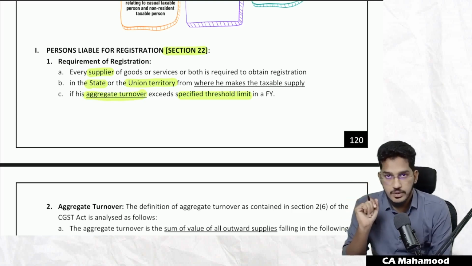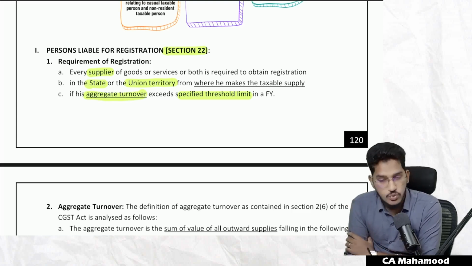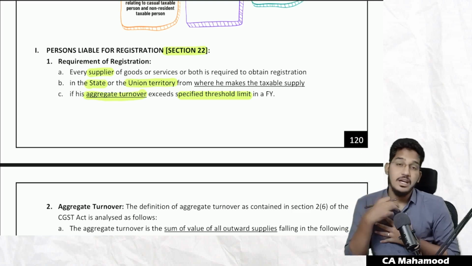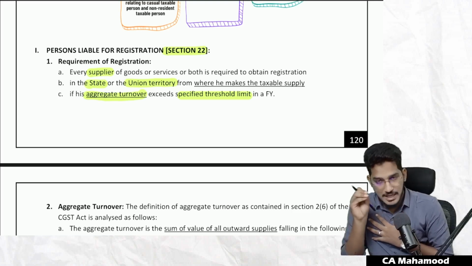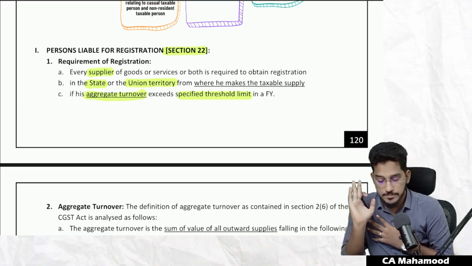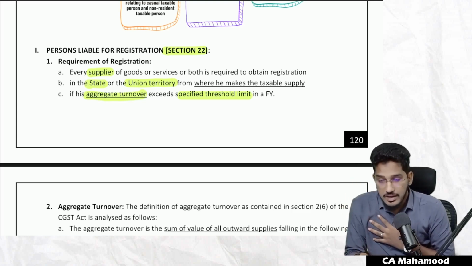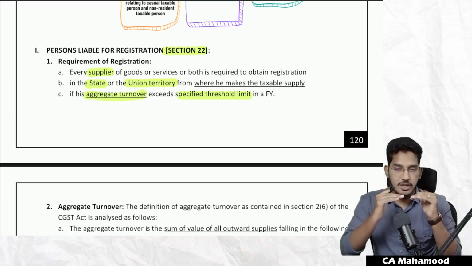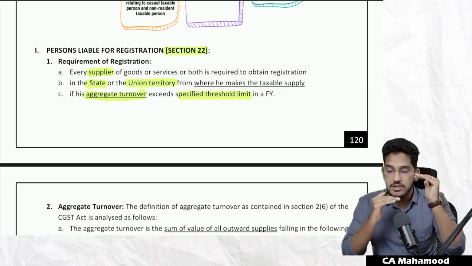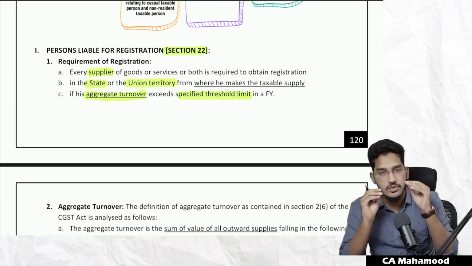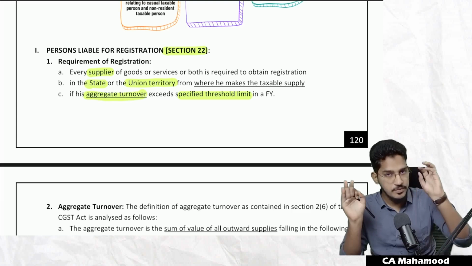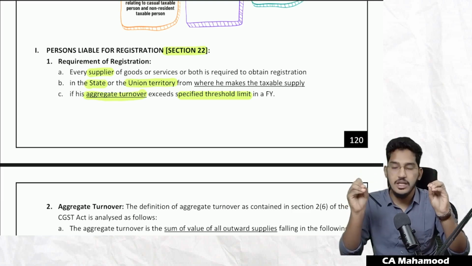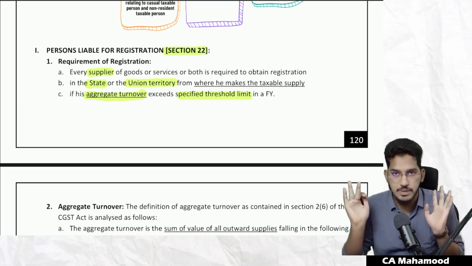So what they are saying is, every supplier of goods or services or both is required to obtain registration in every state and union territory from where they are making taxable supply, if their aggregate turnover exceeds the specified threshold limit. They have given one threshold limit. If your aggregate turnover exceeds that limit in a financial year, then you are required to obtain registration in each and every state or union territory from wherever you are making a taxable supply.